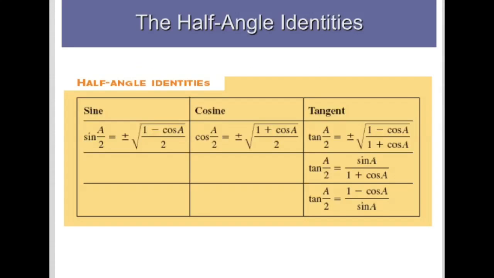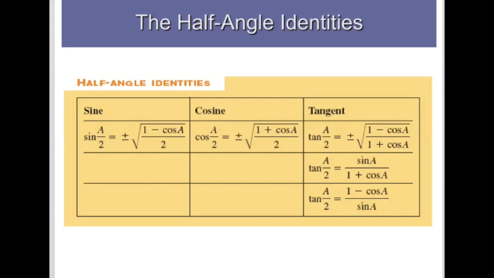Here are your half-angle identities for sine, cosine, and tangent. Note that sine and cosine each have one half-angle identity associated with them, whereas tangent has 3. When you're using tangent, you get to choose which one of these identities you'd like to use, and that is based on the information that is given to you.